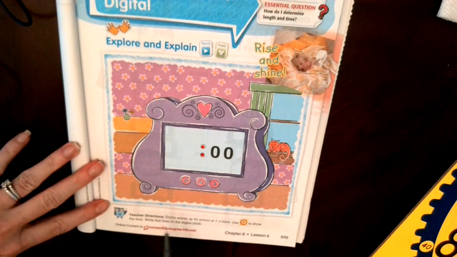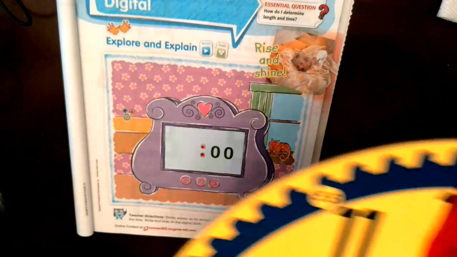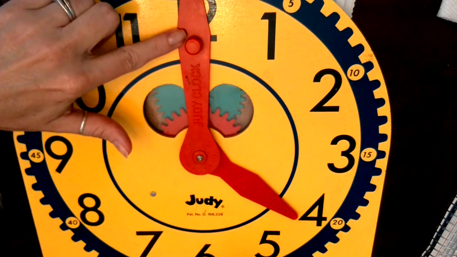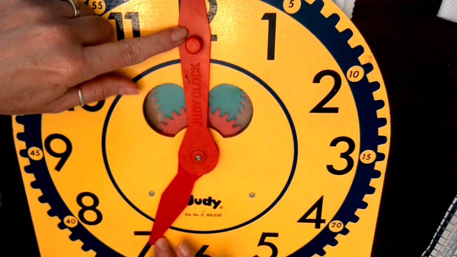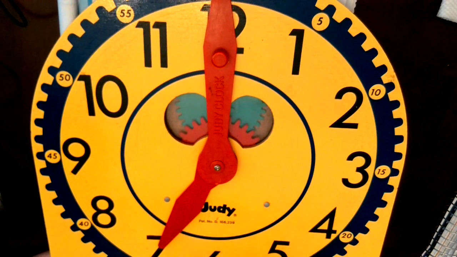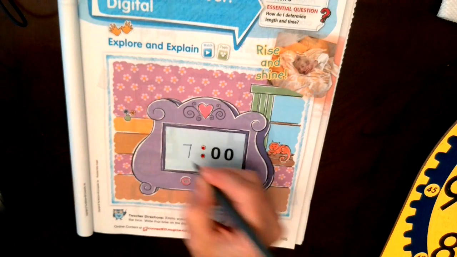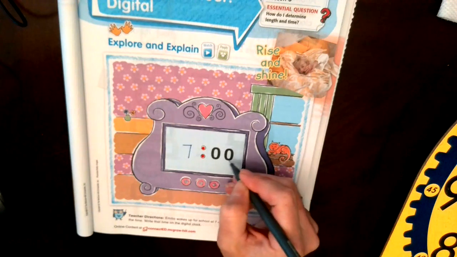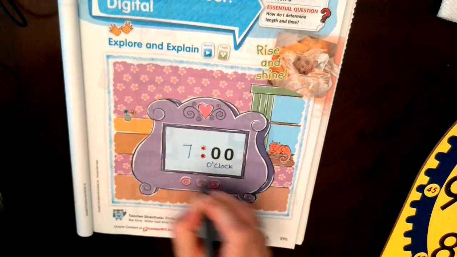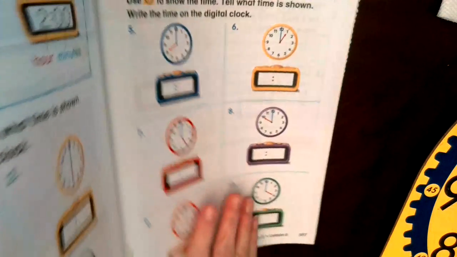So it says, Amelia wakes up for school at 7 o'clock. Here is our clock. Let's make it show 7. The minute hand points to the 12 and the hour hand, that's right, points to the 7. So this is what 7 o'clock looks like on an analog clock. And on a digital clock, it looks like this. We'll write a 7, then we have dot, dot, 0, 0. This is the same thing as 7 o'clock. Okay, we're going to do some more practice with that.